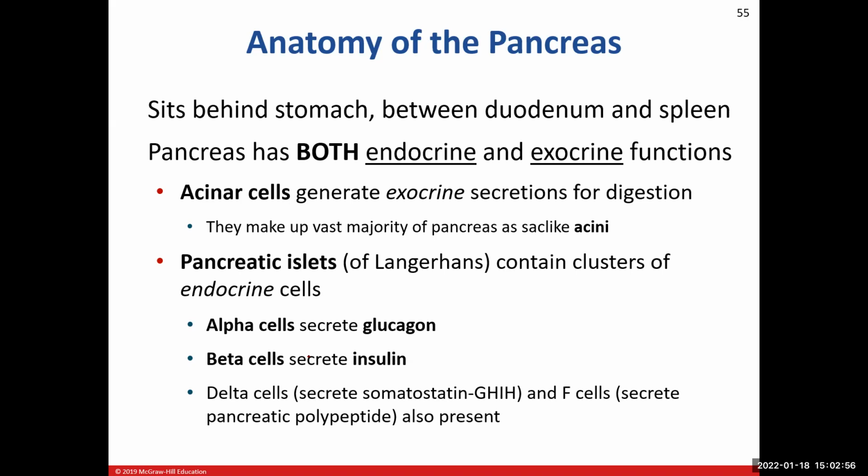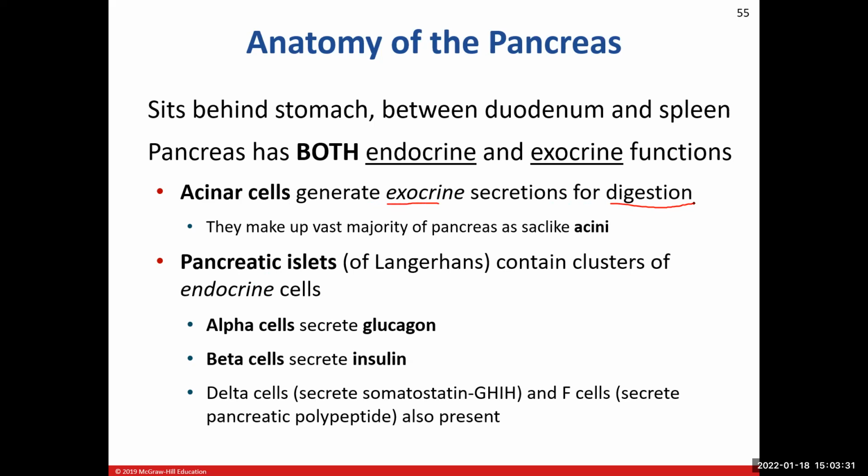But before I move off of the exocrine, keep in mind, we have two cell types that we're going to focus on, or two groupings of cells. We have our acinar cells, and these are going to be the ones that have the exocrine function. So again, that's going to be for digestion. We're going to see that when we're talking about some of the enzymes that are going to be produced. And these are going to make up the majority of the cell structures in the pancreas. So we'll see these clusters all throughout the pancreas, and we call those acini. Now, let's get into the endocrine cells.